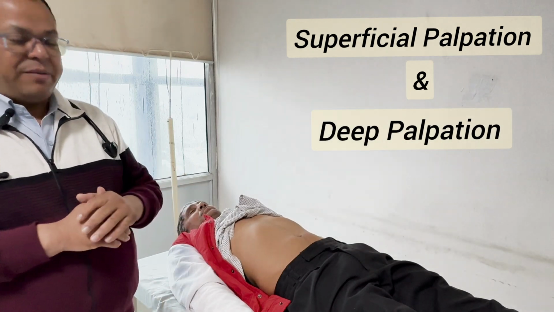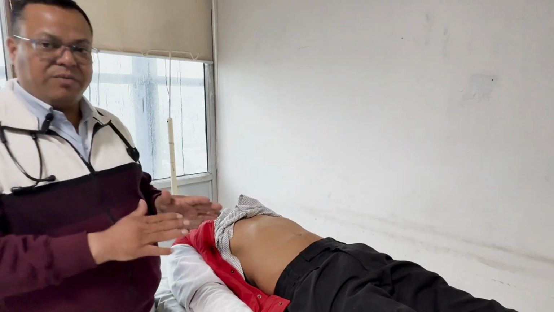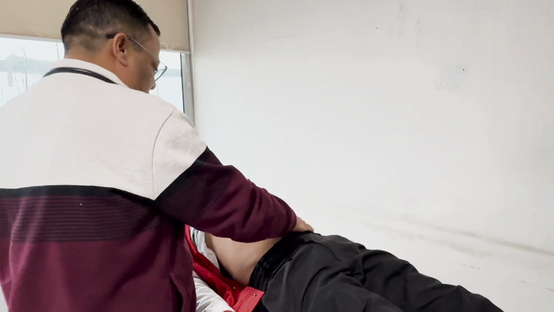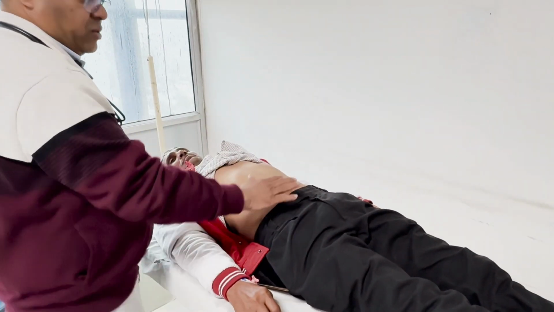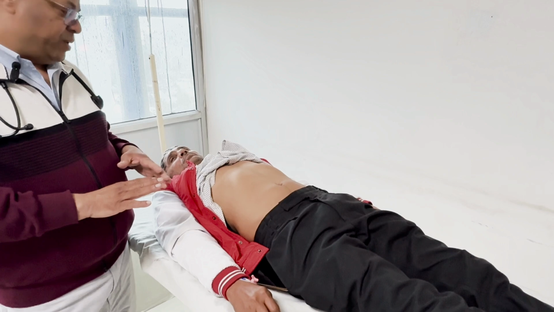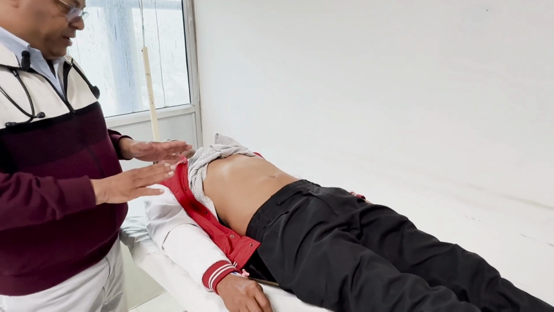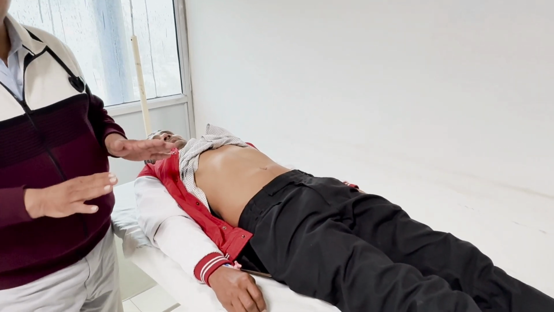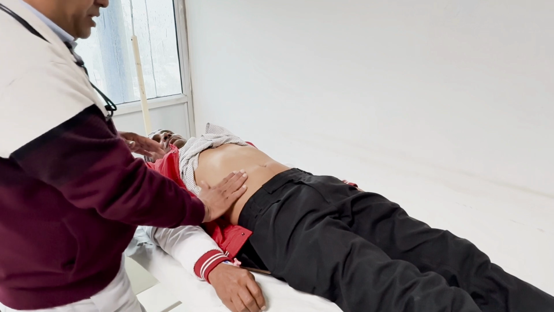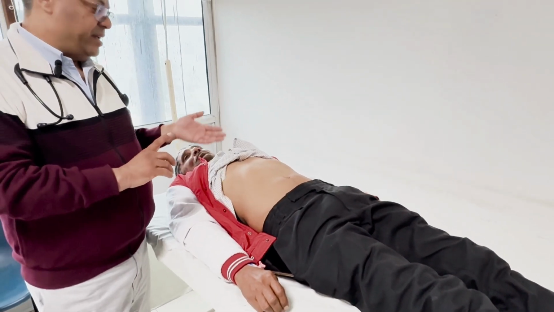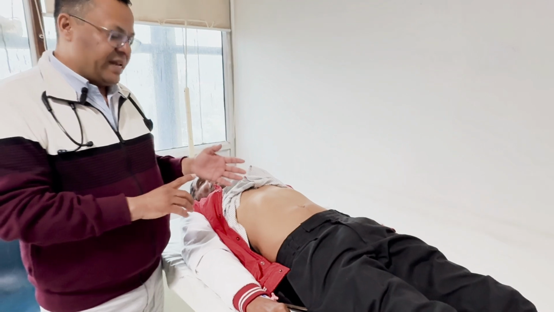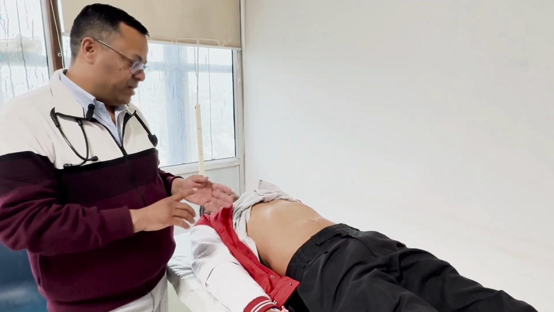In superficial palpation, we generally start from the left iliac fossa and go anti-clockwise to palpate the whole superficial region of the abdomen. Superficial palpation is basically done to see the temperature, whether there is any tenderness in any region, or any guarding or rigidity present.